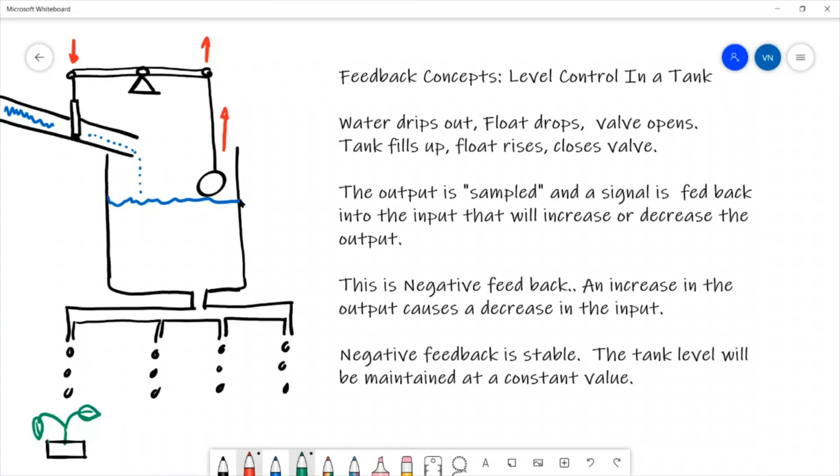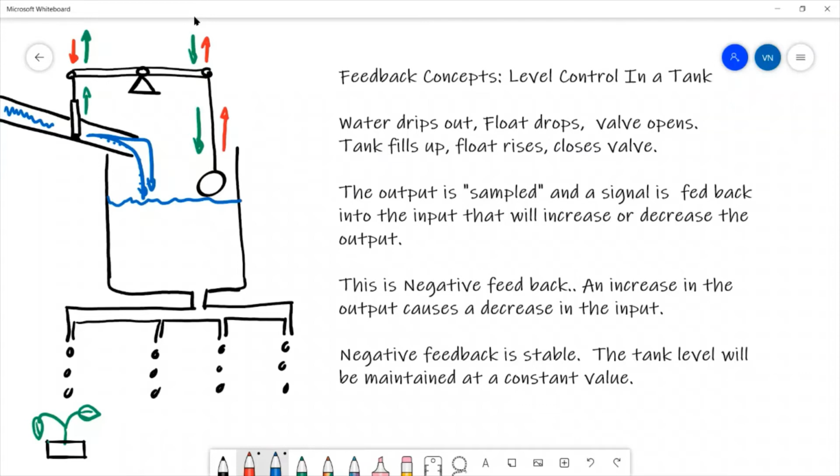If the water goes down, then the float goes down, pulls down the pivot arm, and if it pulls down the pivot arm, this side goes up. That will open the gate, and when I open the gate, more water will rush into the tank, and it'll fill it up until it closes the valve again.